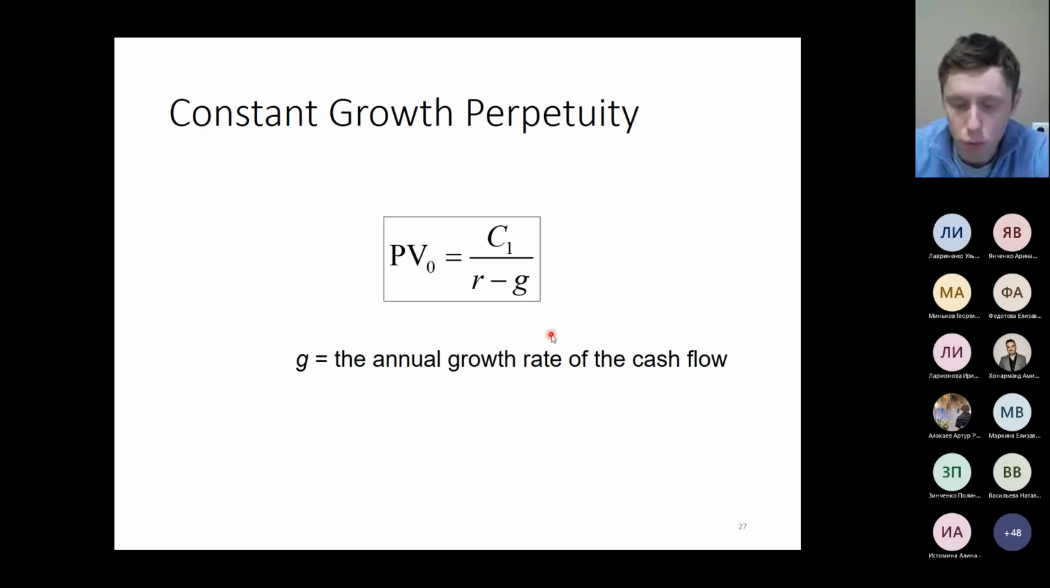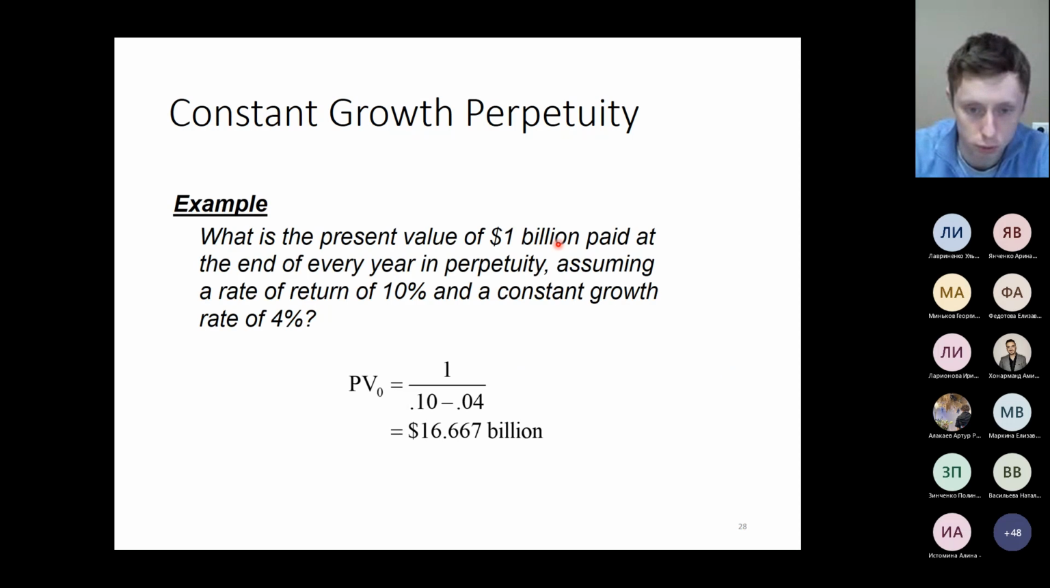Out of this growing perpetuity formula, we can also derive the growing annuity. If you want to be a shining student in the course, you can take a look at how we derive that, but I believe we will not include it in the basic part. Just keep in mind that there is a formula for the setting where we have a limited number of periods, and cash flows grow every period at the same rate. This is a growing annuity, and its formula is derived from the growing perpetuity formula.